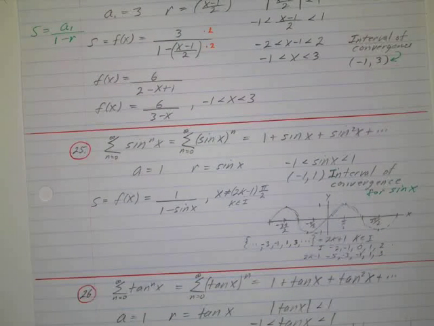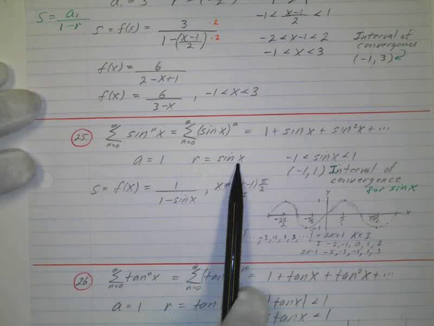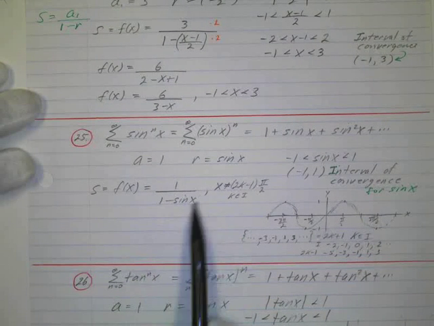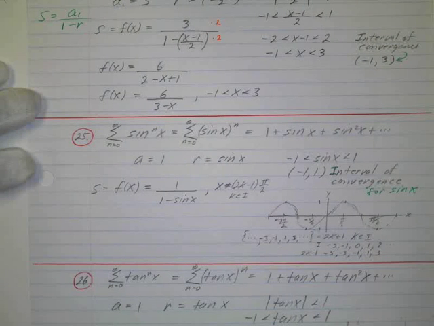And that's why they gave you the directions on number 25 and 26. Find the values of x for which the geometric series converges, and then find the function of x it represents. And again, we have my a, or my a sub 1, we have our r, so we have 1 over 1 minus r, and that's your function, and not much we could do with that.